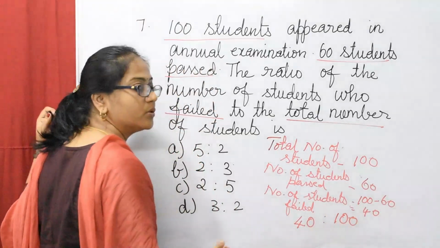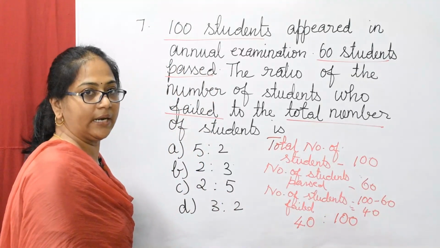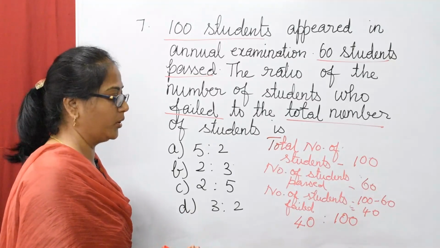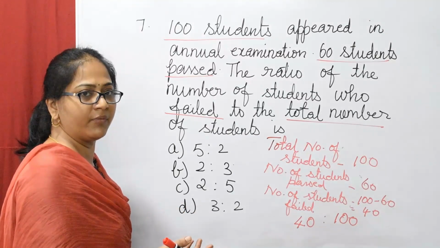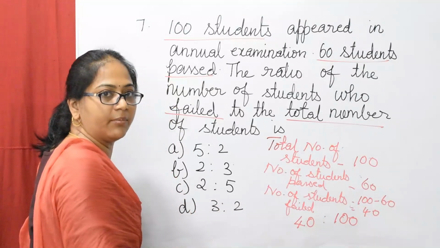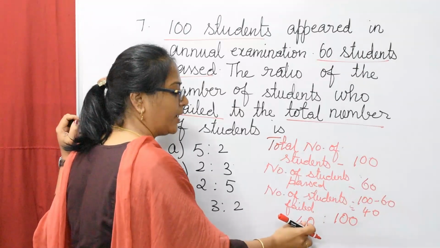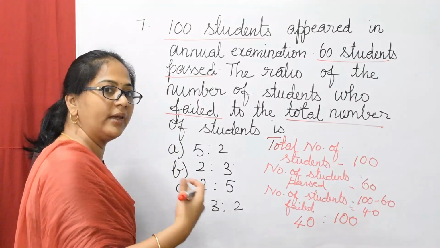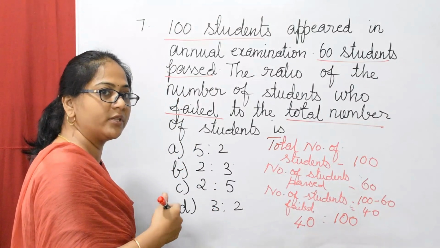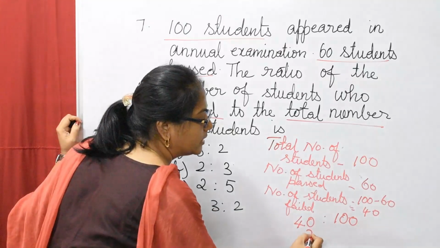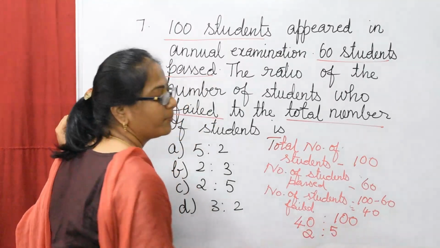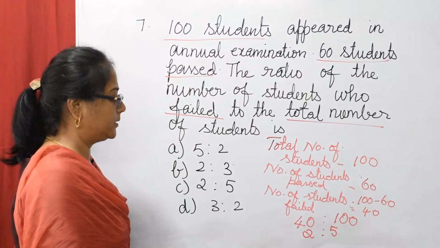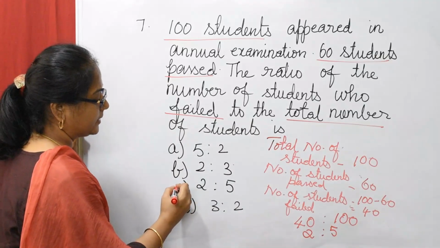And as you know, students, both will go in 20 tables, or if you want to make it in a simple way, both will go in 10 tables itself. So when we divide this, it will be 4 is to 10. Then when you divide with 2 tables, it will be 2 is to 5. Understood, students? So 2 is to 5, our answer is option C.